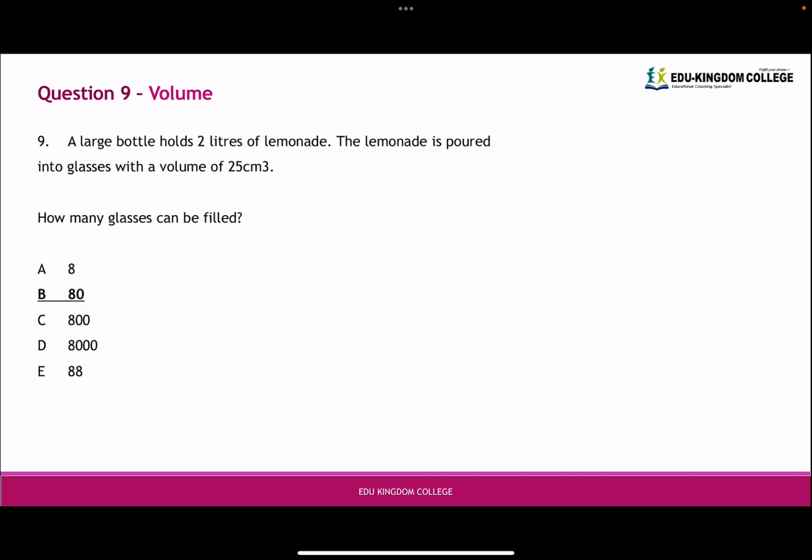Now, question 9. A large bottle holds 2 liters, or 2,000 mils of lemonade. The lemonade is poured into glasses that have a volume of 25 centimeters cubed, so remember, centimeters cubed equals mils, so 25 mils. 2,000 divided by 25, okay, we can't do 25 goes into 20, so 25 goes into 200 8 times, and then 0 times. So our answer is 80.